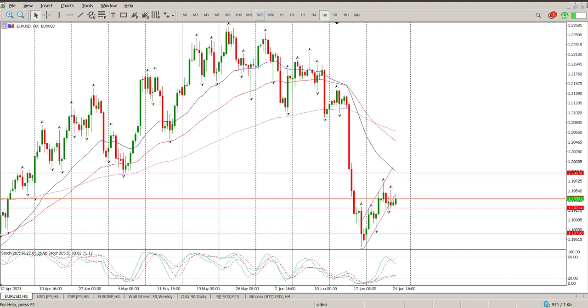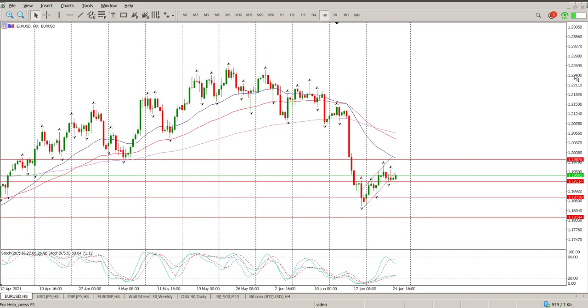Good morning, everybody, and this is your Euro USD trade setups for today and a few other Forex pairs. Anyway, let's just start off with Euro USD. That is the main one that we need to focus on, and we're on the 8 hour.